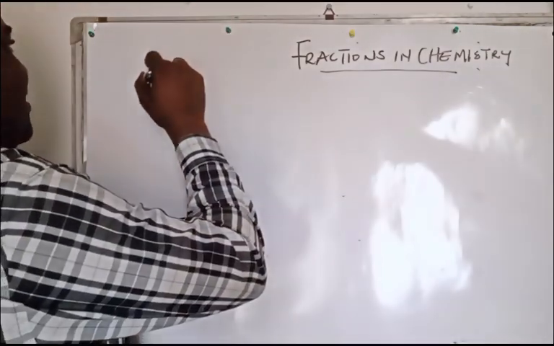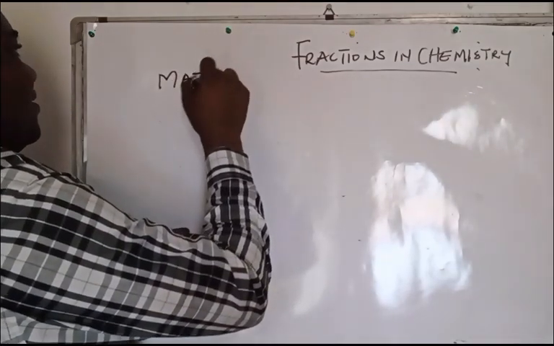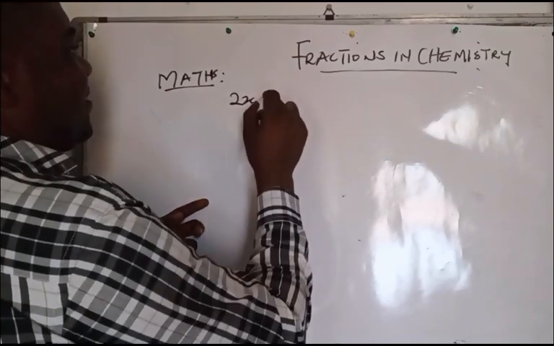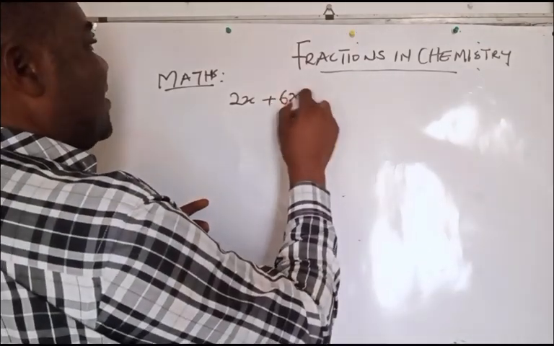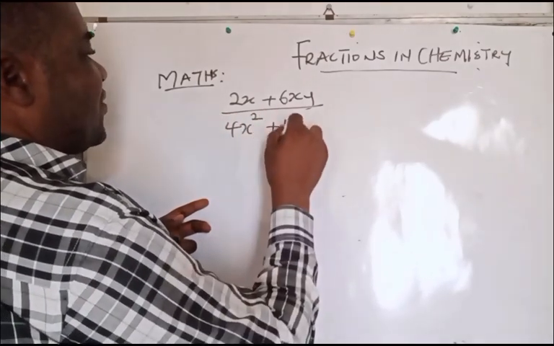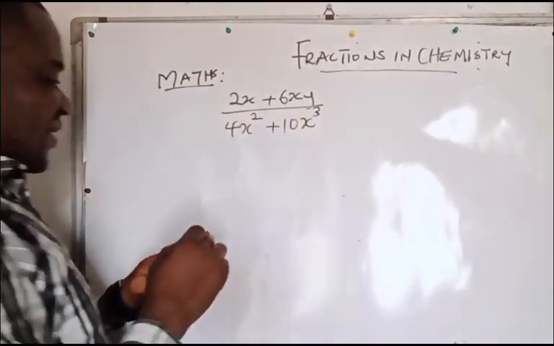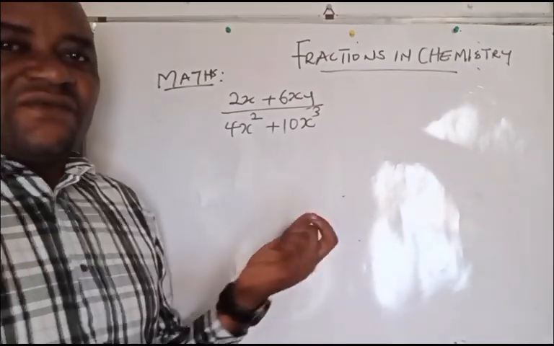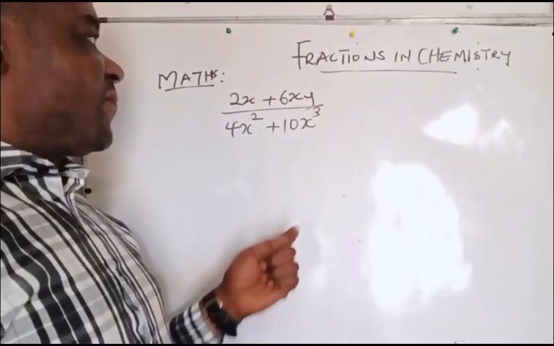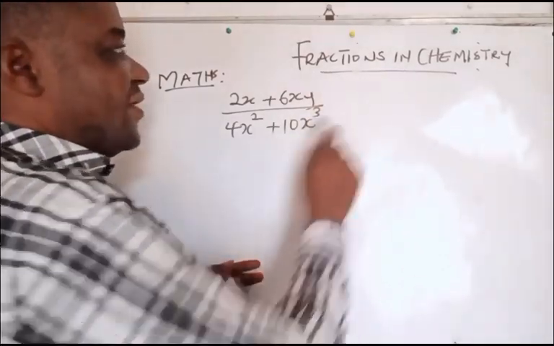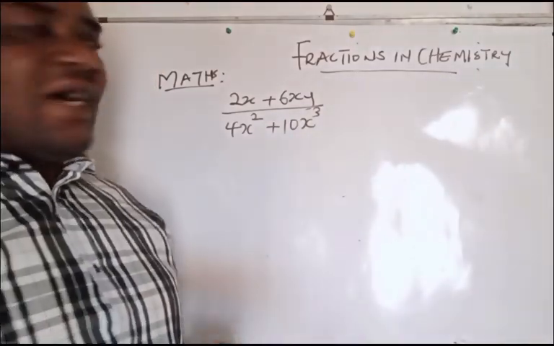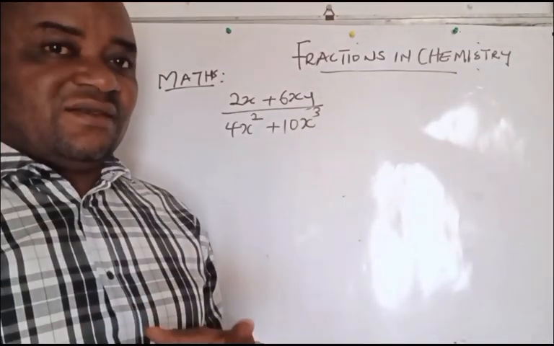Supposing you are given, let's say, this is maths. Supposing you are given 2x plus 6xy all over 4x squared plus 10x cubed, and you are asked to solve this. This is a fraction. Fraction can come in any way. But what you must understand is that fractions have both what? Numerator and denominator. There must be a numerator, there must be a denominator. How do we solve this fraction in mathematics?